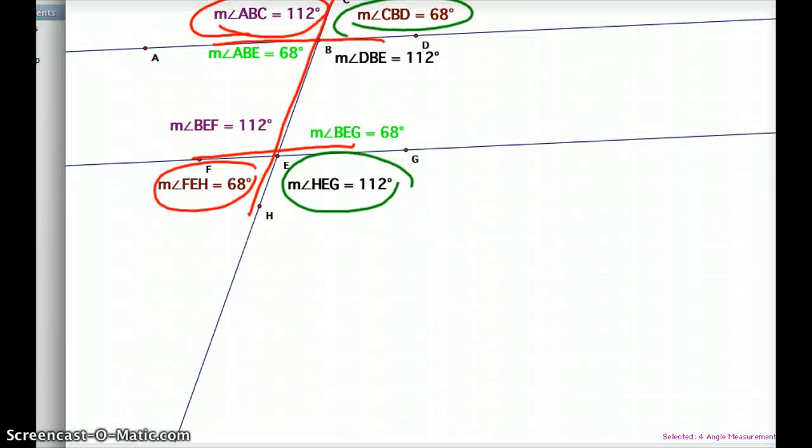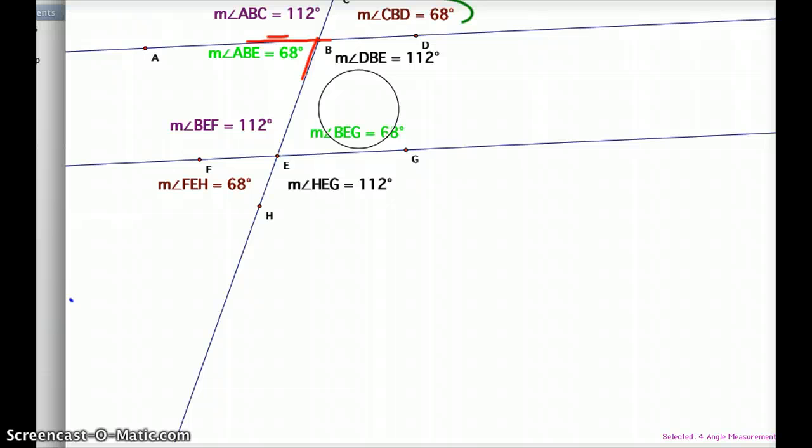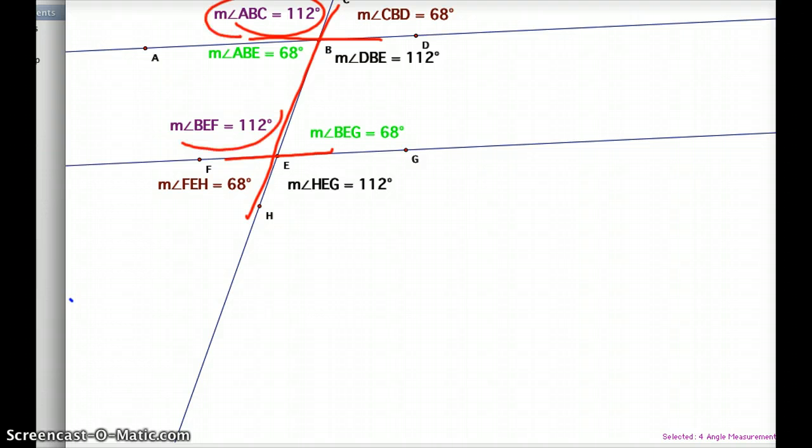All right, corresponding angles are going to be angles that sit in the same place on the lines. Here's my parallel lines. Here's my transversal. This one's sitting on the top left. This one's sitting on the top left. Do you see, people see what's happening there? Those two are going to be equal.